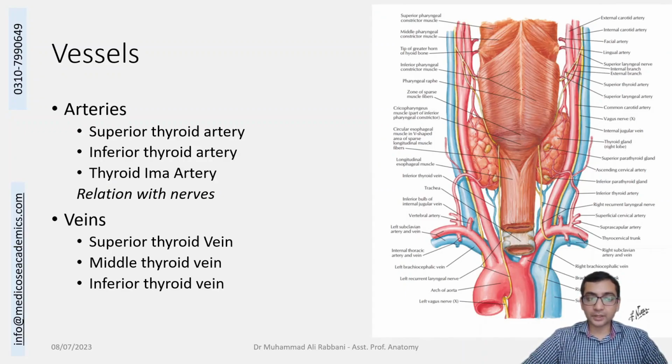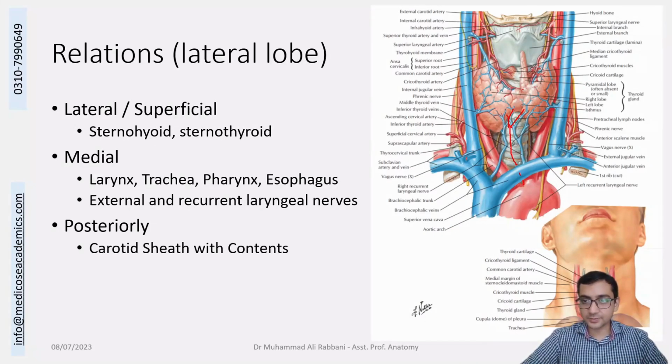Veins: we have superior, middle and inferior thyroid veins. Again, these are more visible in this picture. Superior and middle thyroid veins. The superior thyroid vein goes to the internal jugular vein. It may go into the facial or lingual vein also, but it usually goes into the internal jugular vein. The middle thyroid vein also goes into the internal jugular vein, and both of these, while going to the internal jugular vein, cross in front of the common carotid artery. And the inferior thyroid vein goes down to the brachiocephalic veins.